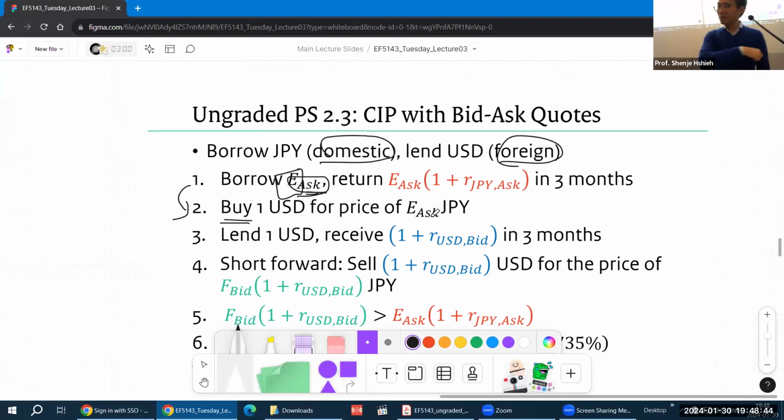So remember from week 1, week 2, we learned that in the case in which R is less than R star plus F minus E over E, right? That's the equation. When it's violated this way, you borrow domestic and you deposit in foreign.